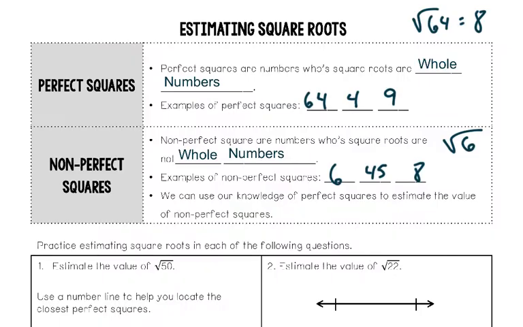However, just because a number is not a perfect square doesn't mean that you can't take the square root of it. You can. We can use our knowledge of perfect squares to estimate the value of non-perfect squares. So there's never going to be an exact whole number that's going to come out of it, but we will get a decimal answer sometimes. So let me show you what I'm talking about.